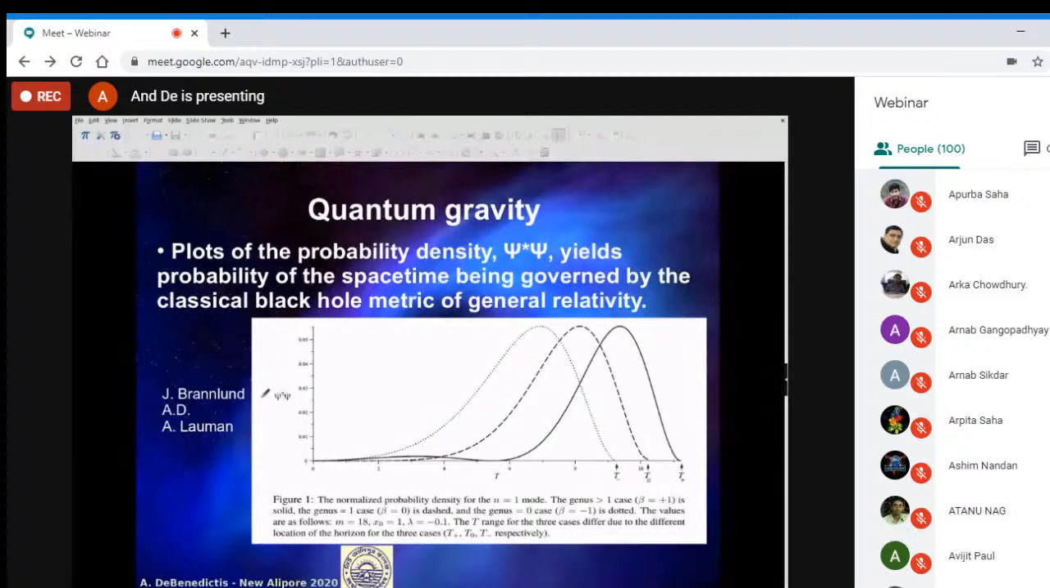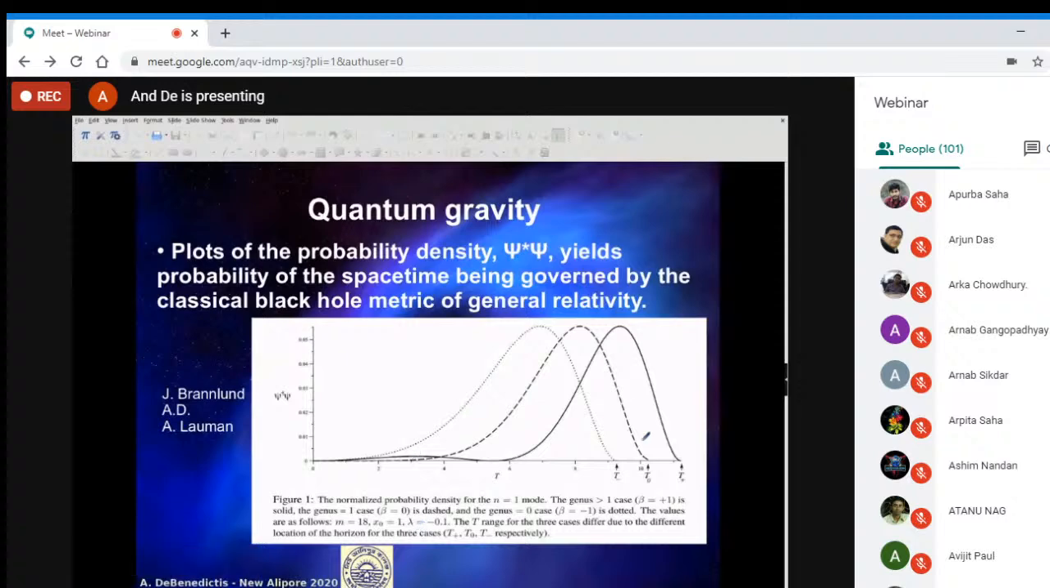This is psi star psi plotted as a function of time, because inside the black hole, what is important is the time variable. We have three cases. The higher genus case is the solid curve. The genus 0 case is the dashed curve. The genus 1 case is the dotted curve. So we have three topologies: plane topology, spherical topology, and toroidal topology, which is genus 1. And then we have the higher genus case, where all the genus G greater than 1 can be treated together. And this is the probability density.